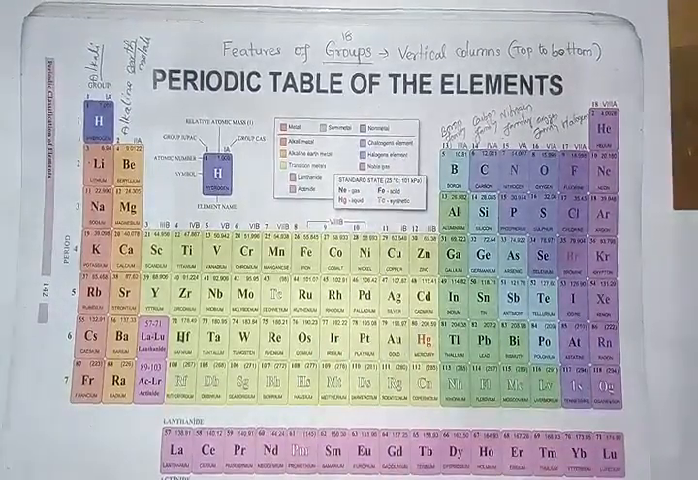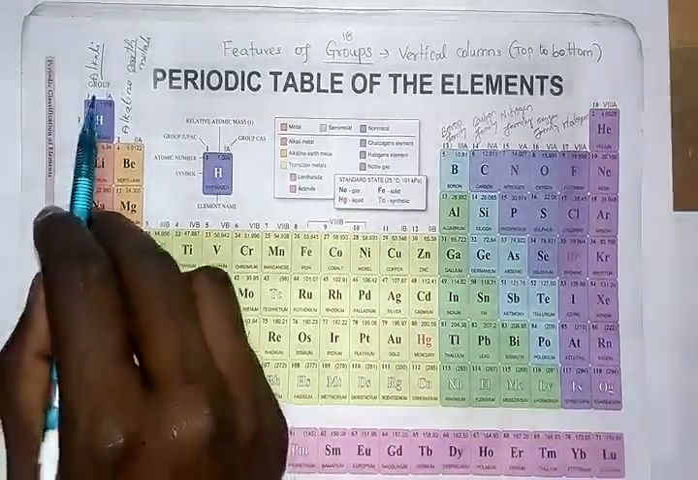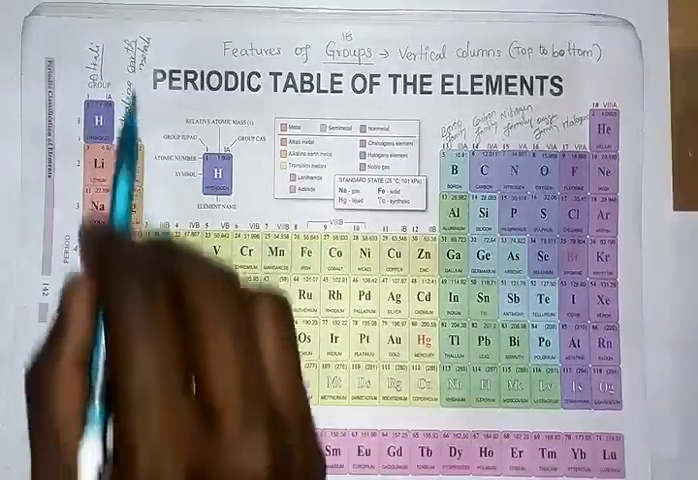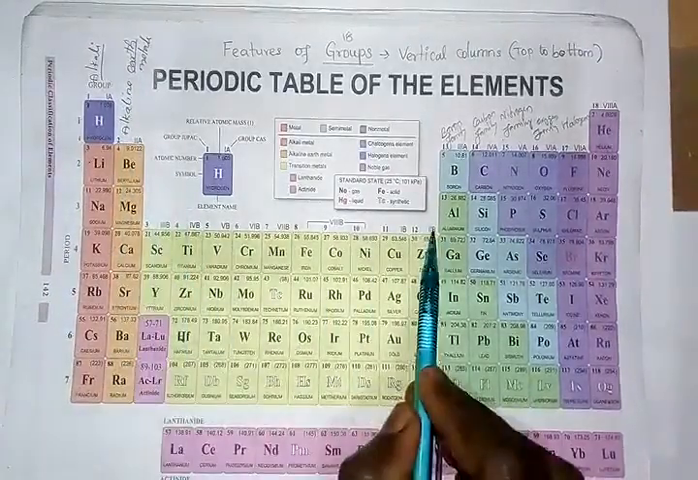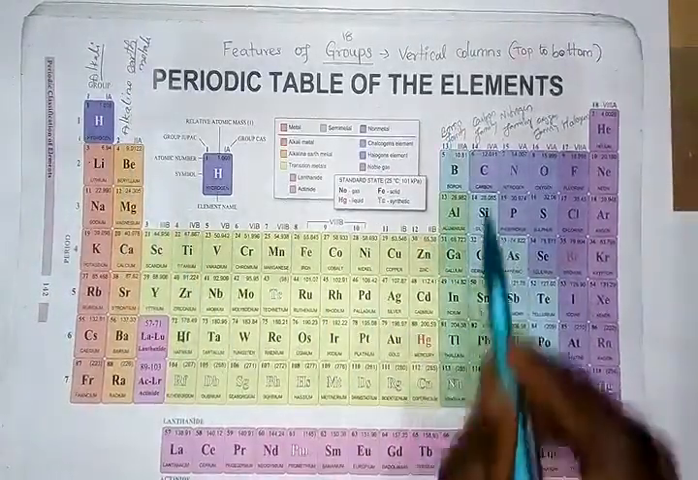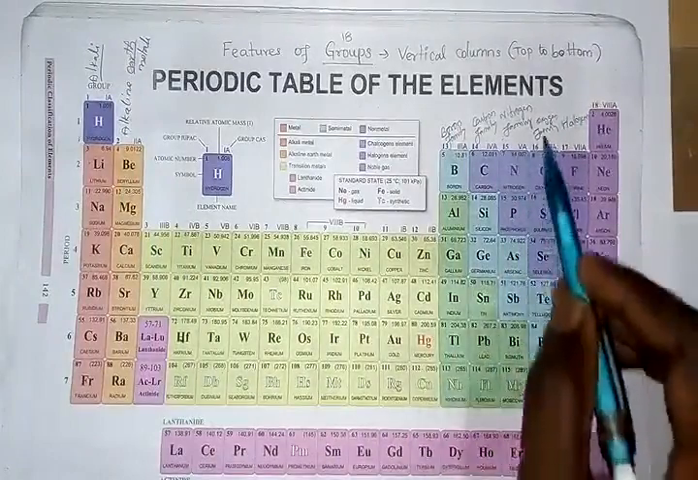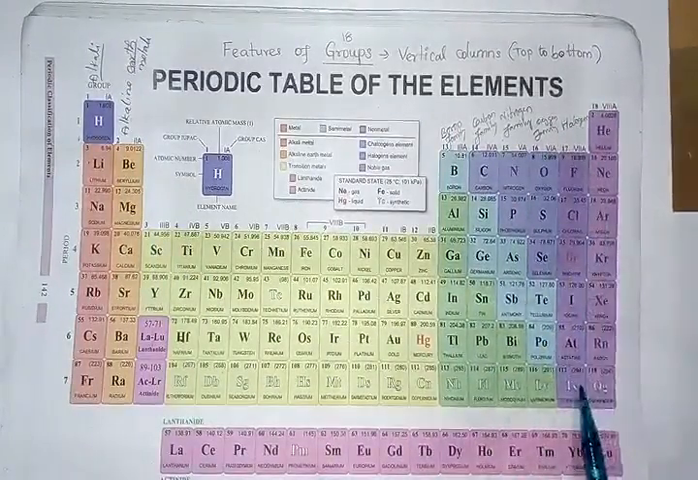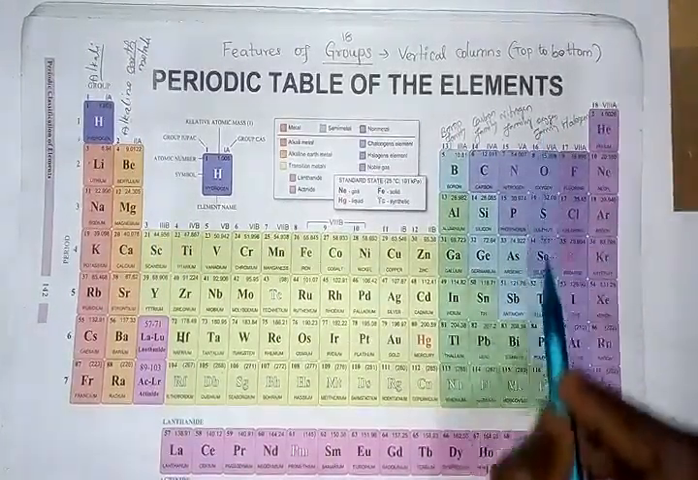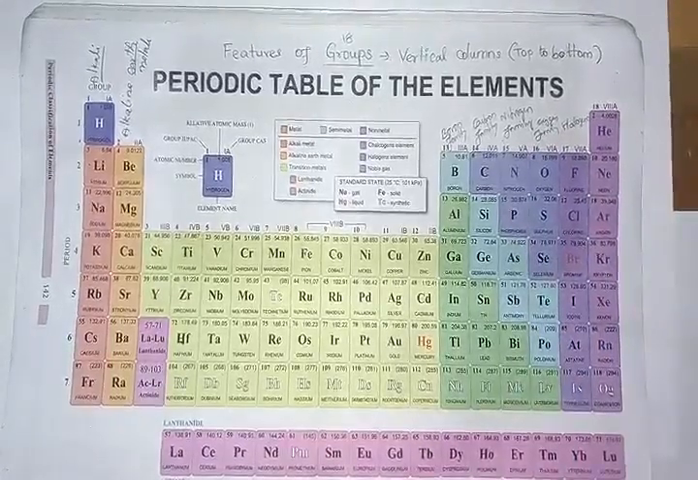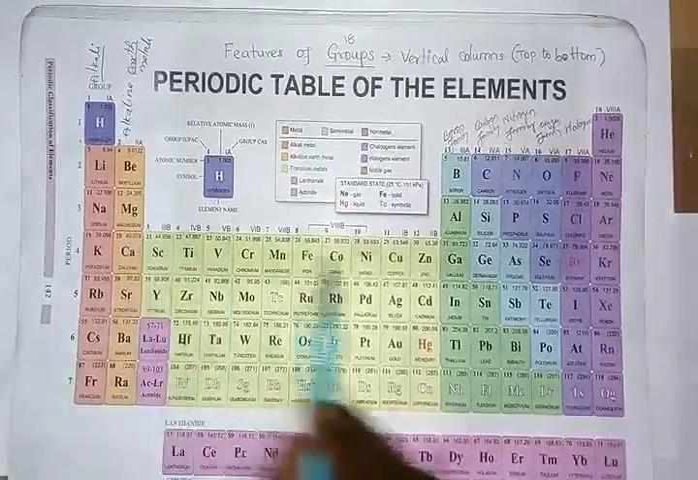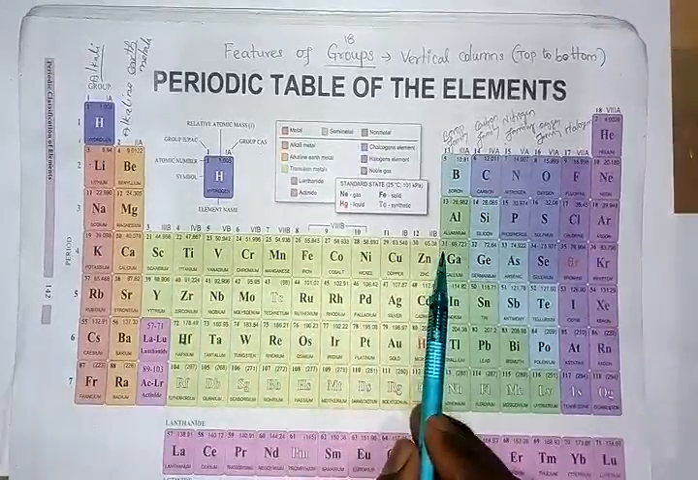So let me quickly review the names. Recall the names: alkali metals, alkaline earth metals, transition metals, boron family, carbon family, nitrogen family, oxygen family, halogens, noble gases. The oxygen family is otherwise called chalcogens, right? Now, the next point, you could see here in the transition metals, right?